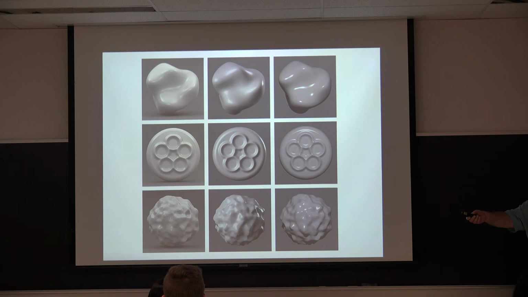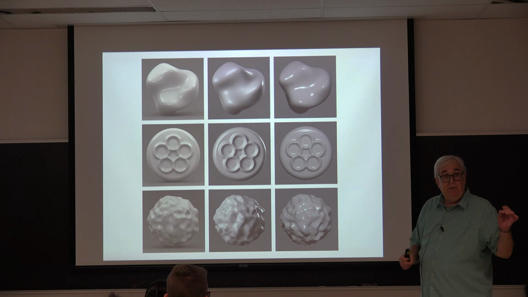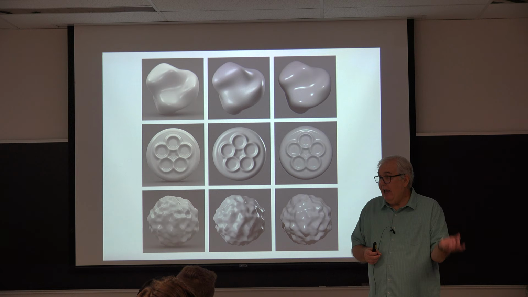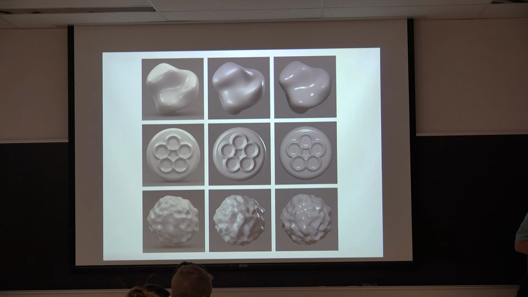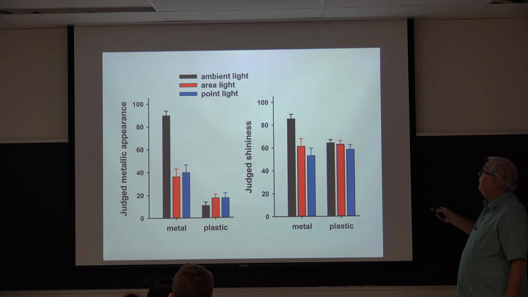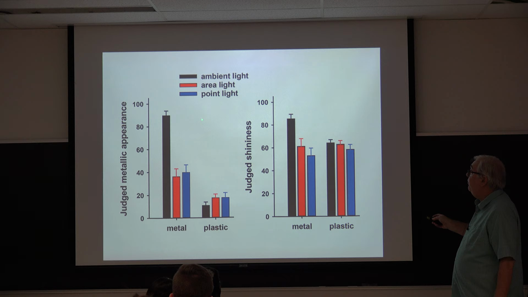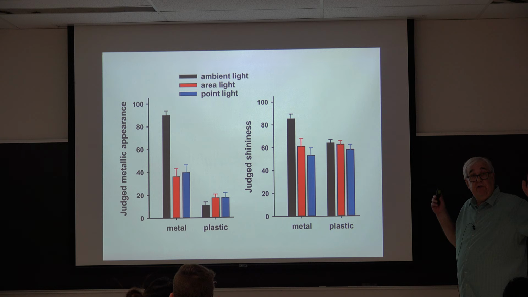So we took stimuli like this and we had people rate them. They basically had two rating scales, one where they rated how metal the objects looked and one where they rated how shiny the objects looked. We were curious how metal and shininess would hook up with each other. And what we found was that only in the white room, that's the ambient light here, did you get significant judgments where the subject said, that really looks like metal. And for all the other stimuli, they said, no, it's not metal. But they did rate them as fairly shiny.